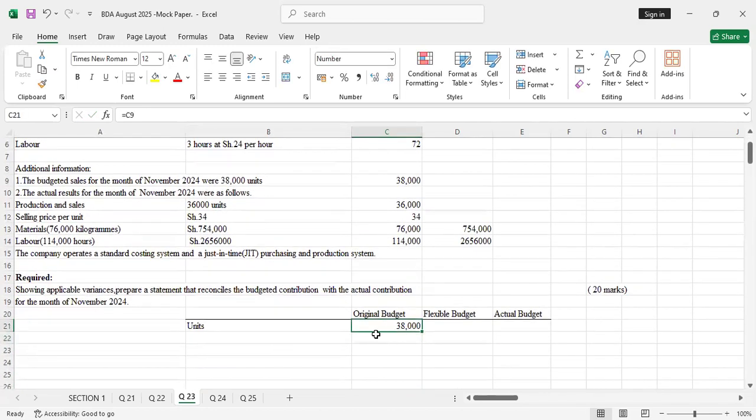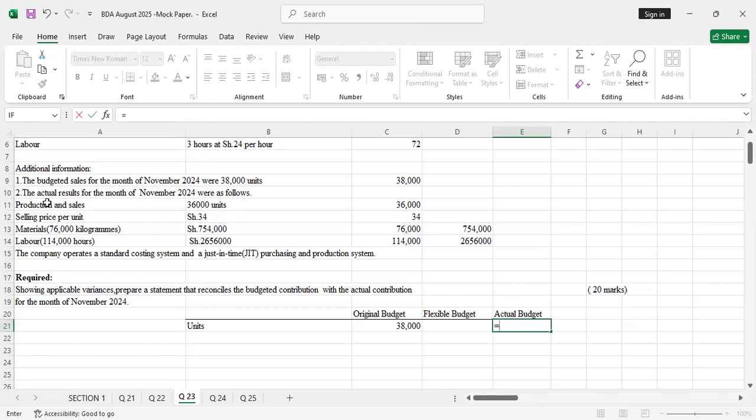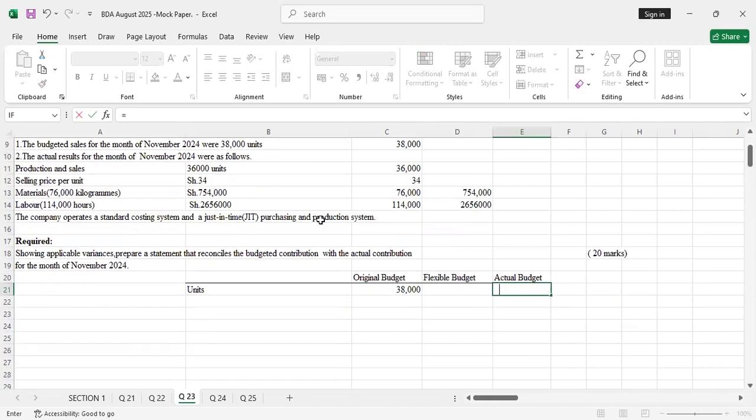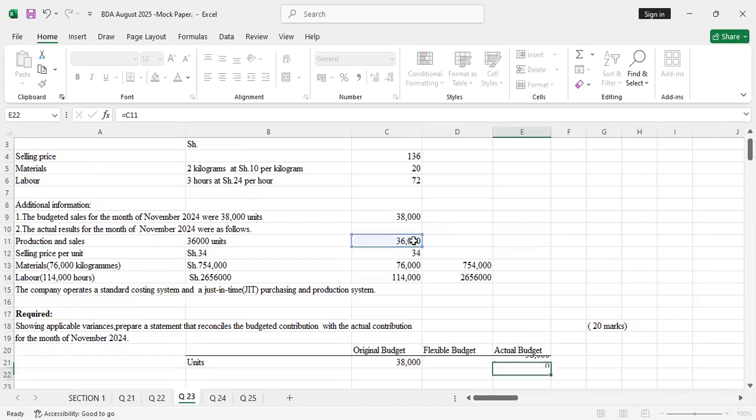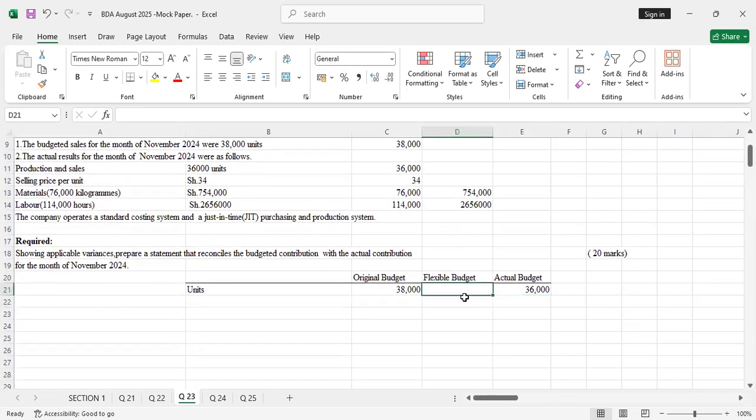Then we'll jump to flexible, because we have to flex it from the original budget. So for actual, what is the number of units? We are told the actual results for the month of November 2024 were as follows. Production and sales in units was 36,000, so we take that 36,000. Then the flexible budget, we will always use the units for the actual. So just copy that there, then you enter. So we have units.